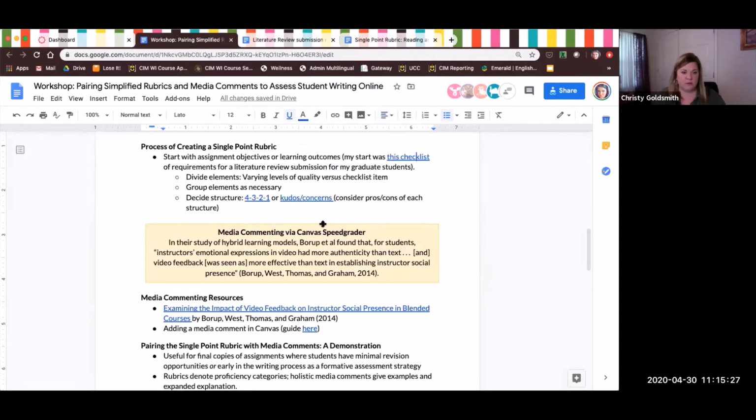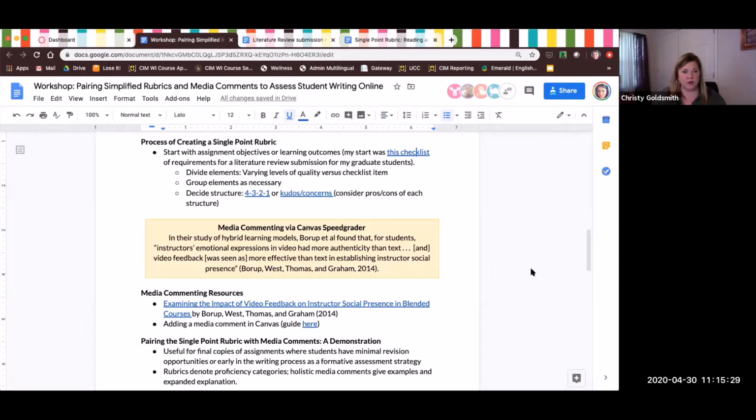So what I did was first think about all of my learning outcomes, or my assignment objectives, or whatever language you would like to use. And I divided them out. I put in one document things that were truly checklist items, page count, including a certain element, these sorts of things. And in the other document, I put things that could have a continuum or that I wanted to give more detailed feedback on. And that's how I grouped my elements.